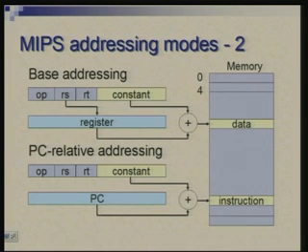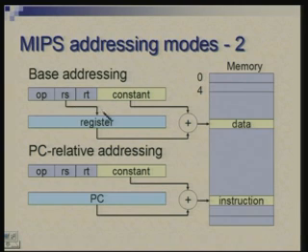So, this is available as source as well as destination. Source in case of load and destination in case of store. Okay. Next we look at PC relative addressing, which is in principle very much similar to base addressing.